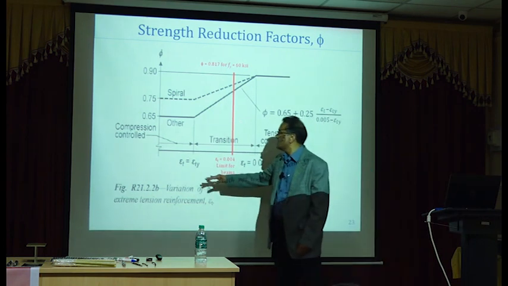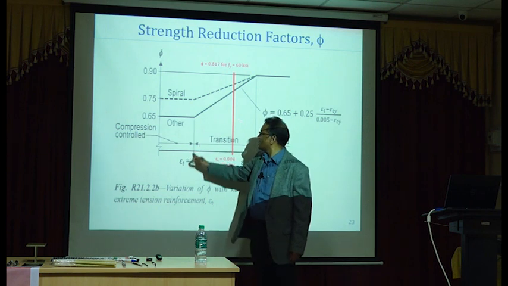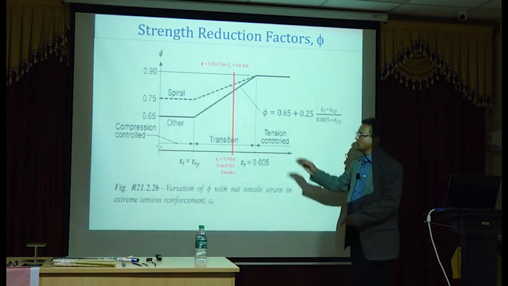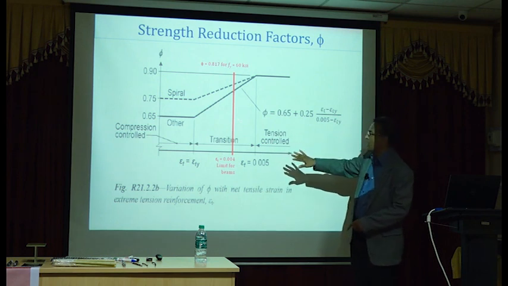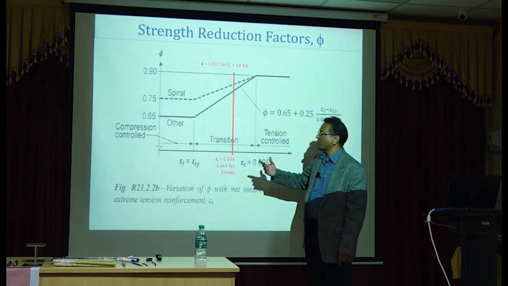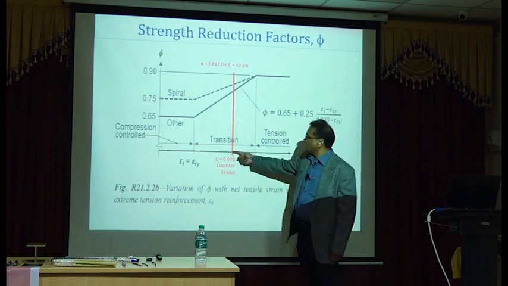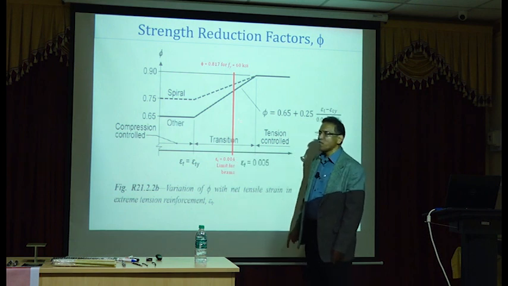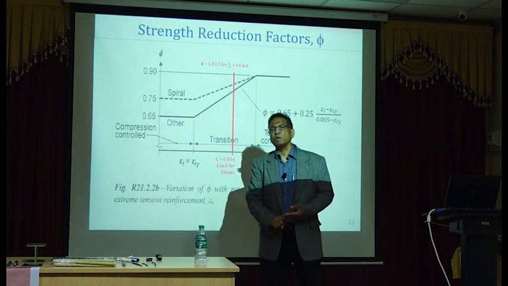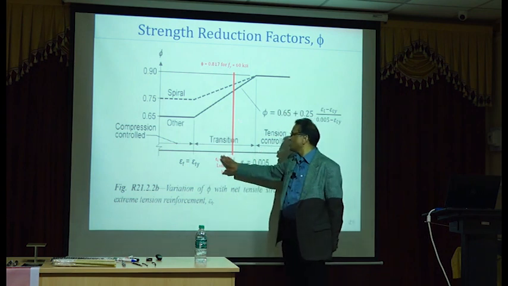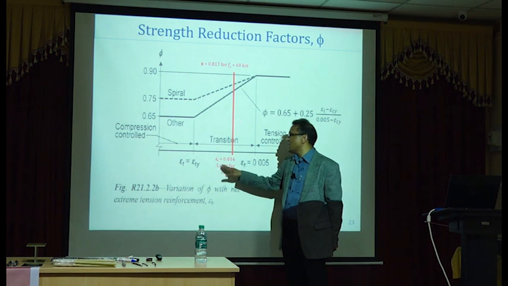So the minimum, one of the limits is epsilon ty, and ACI tells us, this is written nowhere in this manner, but I can explain this to you here this way, so it becomes easier for you to remember. ACI requires you to maintain a strain of at least 0.004 to classify a member to be a beam. In other words, it's trying to make sure your steel has yielded adequately.